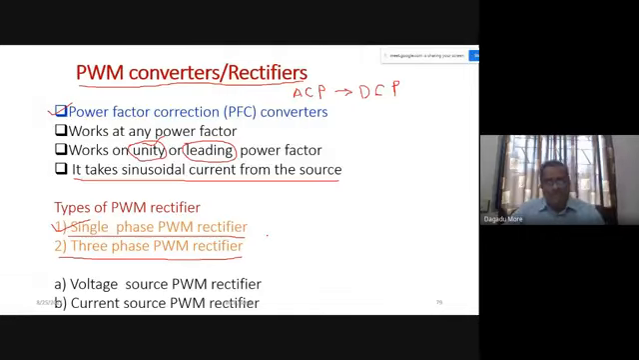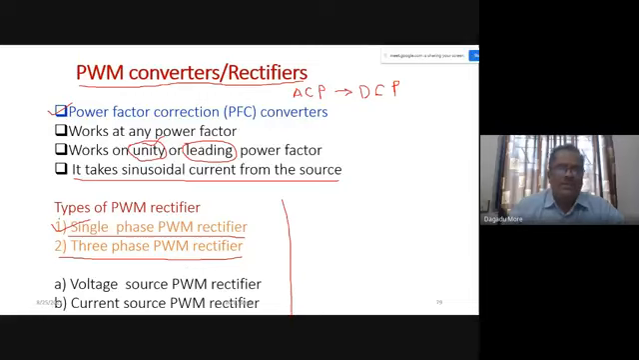And we have seen that when our output DC is a voltage source, we call it a voltage source PWM rectifier. When the output DC is in the form of a current source, we call it a current source PWM rectifier. So depending upon what type of DC source we obtain from the PWM rectifier, we have a voltage source PWM rectifier and a current source PWM rectifier. So this is the classification of PWM rectifiers.